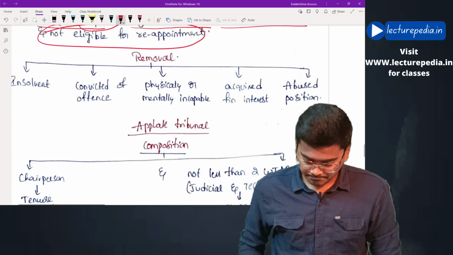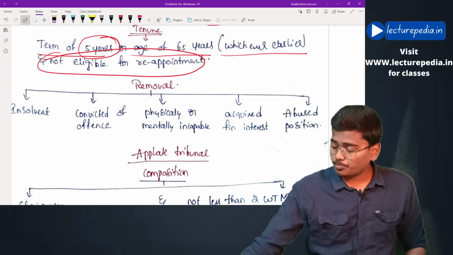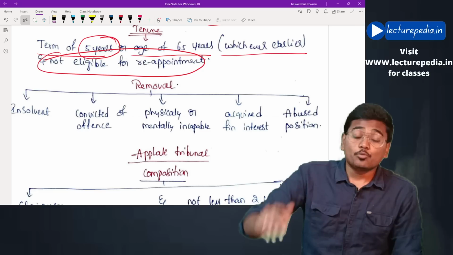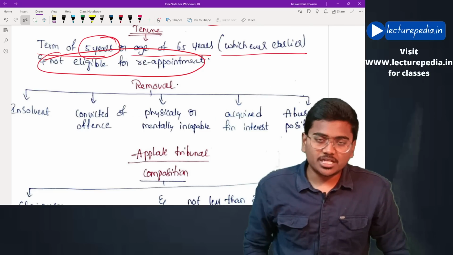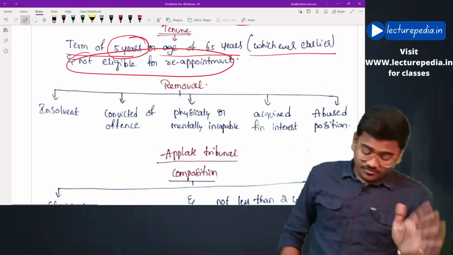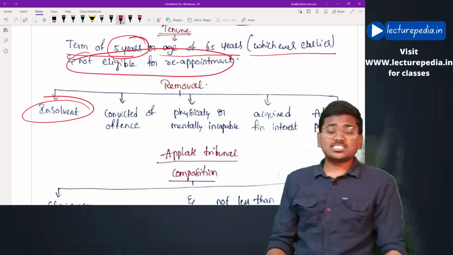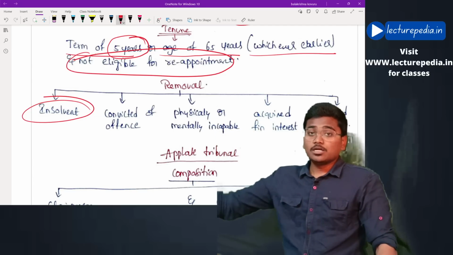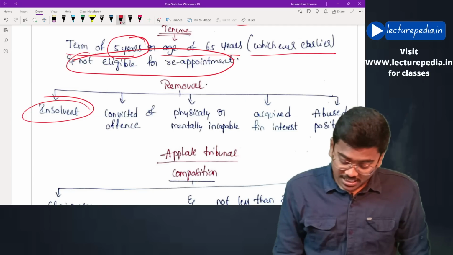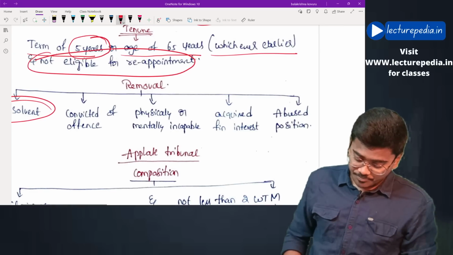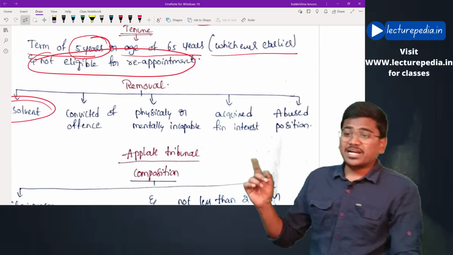Now, whether removal is possible. After appointing a chairperson or member, can they be removed? Yes, they can be removed if the following are present. If that person is insolvent, then he will be removed from the office of either chairperson or member of the RERA authority, or if he has been convicted of an offence involving moral turpitude, he will be removed. Next, he is physically or mentally incapable.